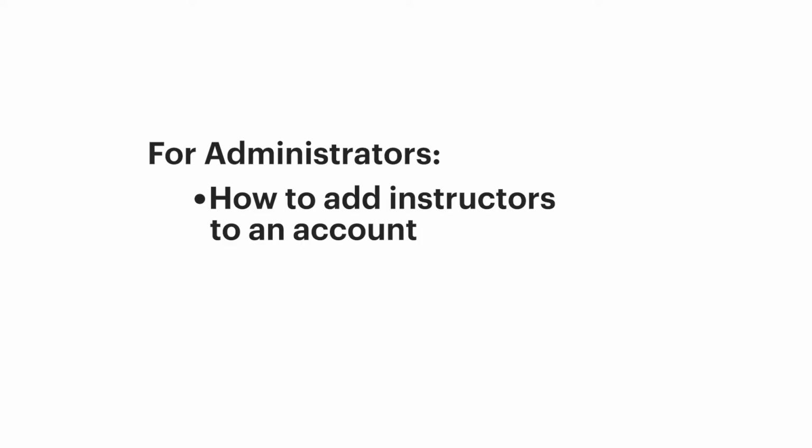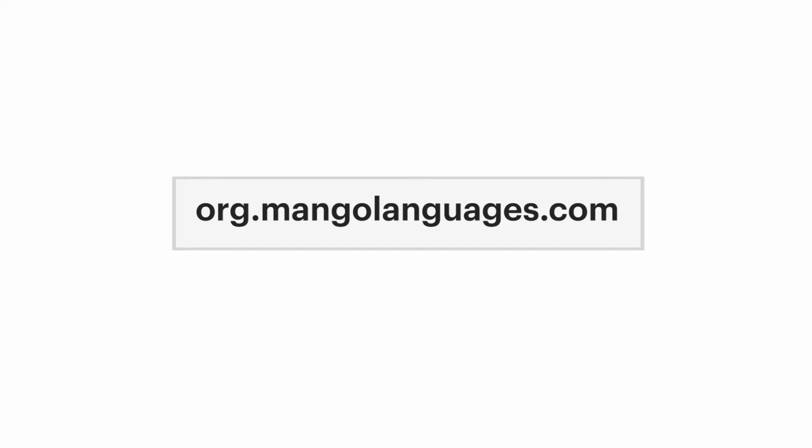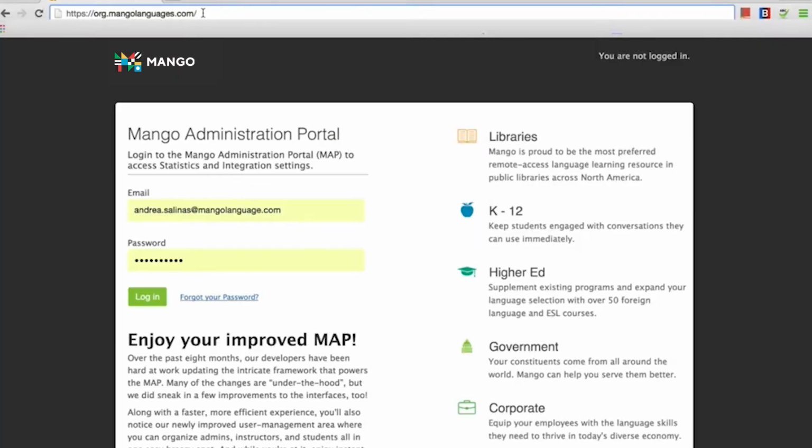This short tutorial will show Mango administrators how to add instructors to their account. To begin, you must go to org.mangolanguages.com. Then you will see this page where you will be able to put your email and your password. If you forgot your password, just click on Forgot Your Password to reset it. Otherwise, you can just log in.